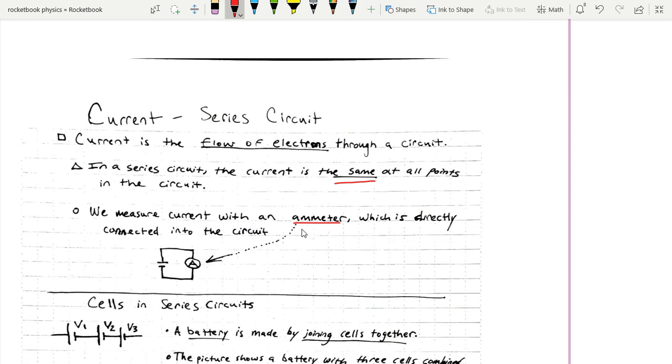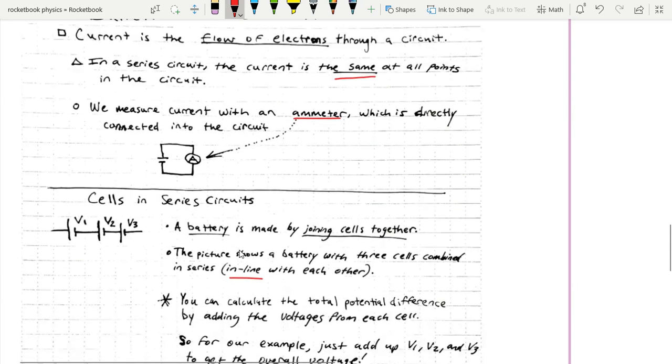We measure current with an ammeter. An ammeter is going to be directly connected into the circuit itself. It's built in, it's in line. That's going to measure the current. It's the only thing that we use that's directly in line with the circuit. That's 2 test questions right there. Okay? Ammeter measures current. It's directly connected in the circuit.